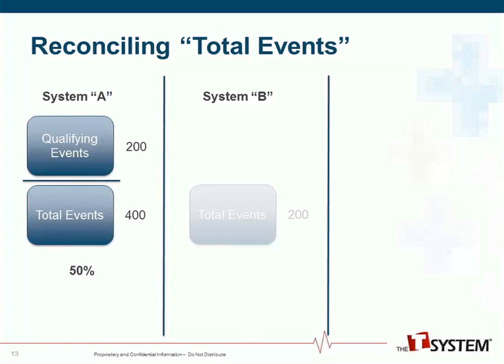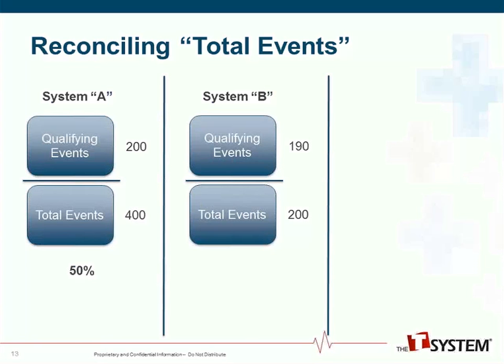In System B, let's say it's your ED system, you may have had 200 total orders, and of those, maybe 190 qualified, giving you an attainment of 95% in that environment. So now we have to figure out, as a hospital, how do I reconcile the results between these two systems so that I can report my hospital attainment. My hospital attainment is not 50%, it's not 95%, because I've already figured out that my denominator, or my patient population, is included in here. I need to now figure out the math between these two.